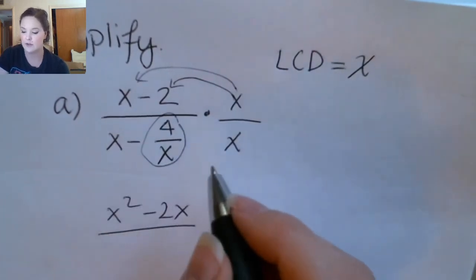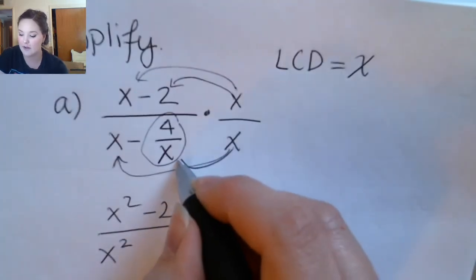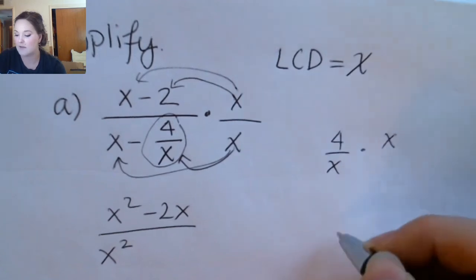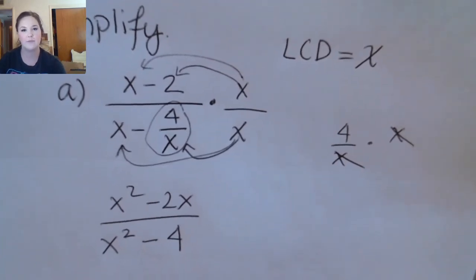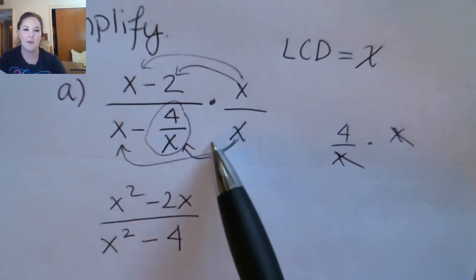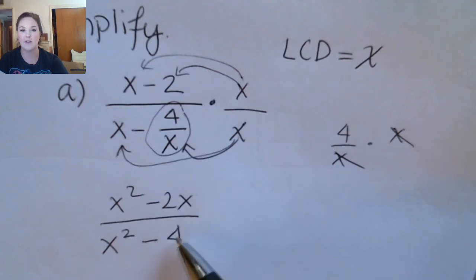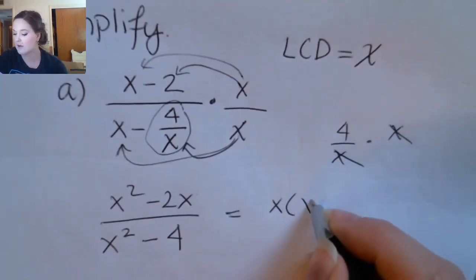And then I'm going to do the denominator. X times x is x squared. And then here, we're doing 4/x times x, so these are going to cancel, and I'm just going to get 4. So you can see what I mean about canceling the denominators. If you picked the right LCD, it should cancel out all of your denominators and you'll just end up with one normal fraction. We do know how to simplify these.